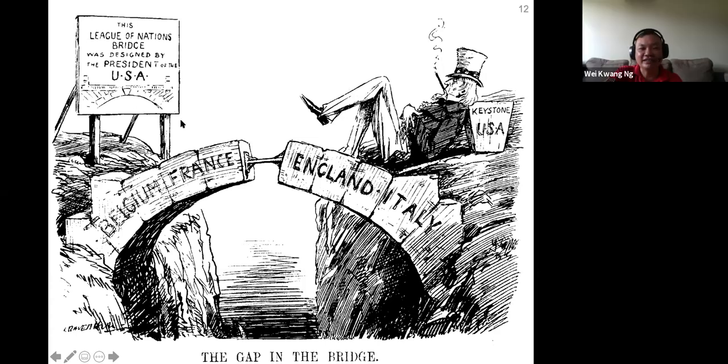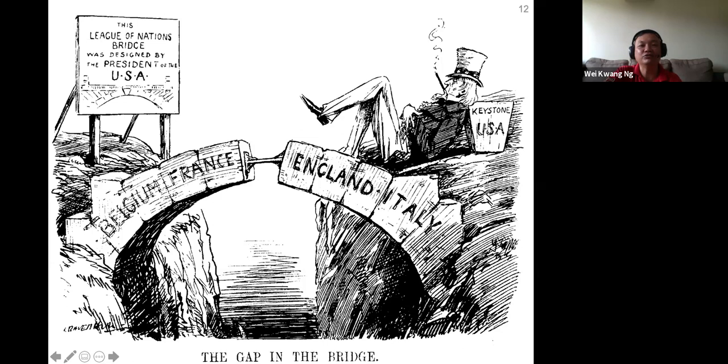Now, class, pay attention over here. There's something very interesting. In this cartoon, they actually tell you one problem of the LON. It's very obvious that the bridge itself, or the LN, is weak and unstable because one stone is missing. The stone is actually USA. USA needed to be the one to pull everything together. Like what Mingjun mentioned, maybe Belgium and France cannot work well with England and Italy. The reason is that the most important person, the one who designed the bridge, was not there at all. He is sitting by the side, relaxing at one corner, and the keystone is missing.